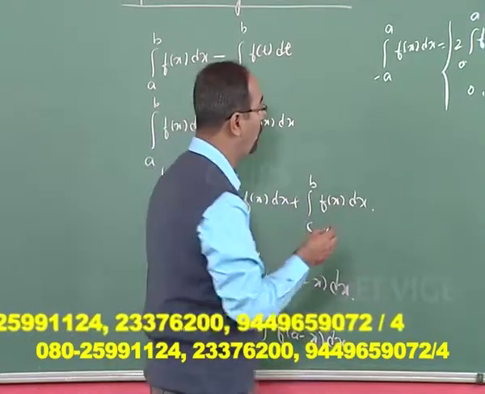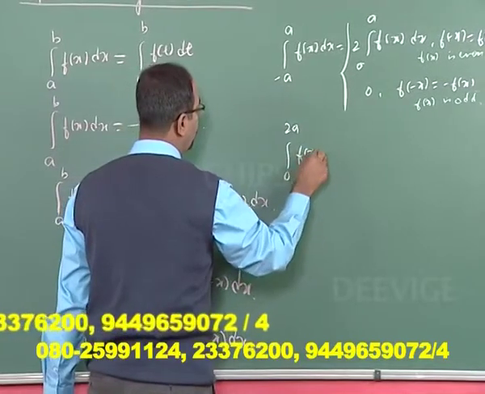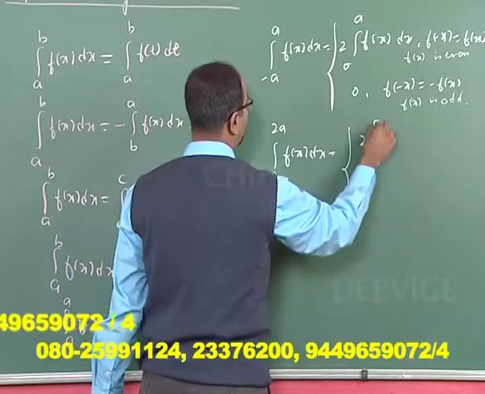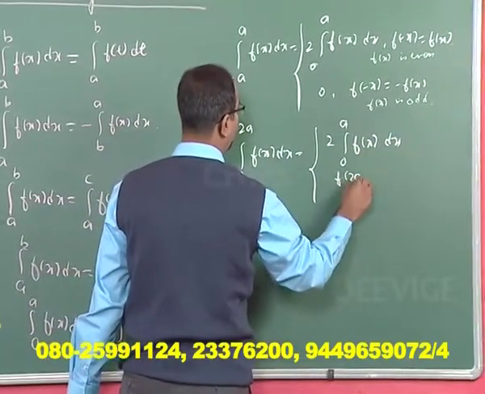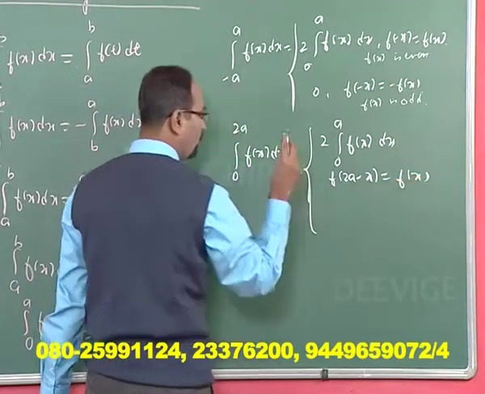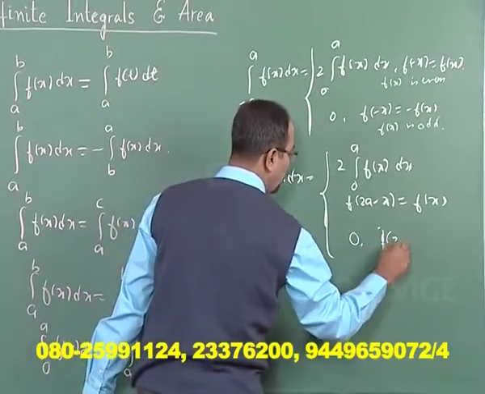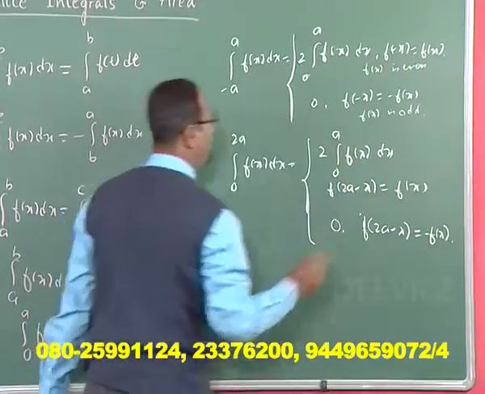Let me write the last property whatever I have given. Integral of 0 to 2a f of x dx is equal to 2 times integral of 0 to a f of x dx if f of 2a minus x is f of x, and is equal to 0 if f of 2a minus x is minus f of x.